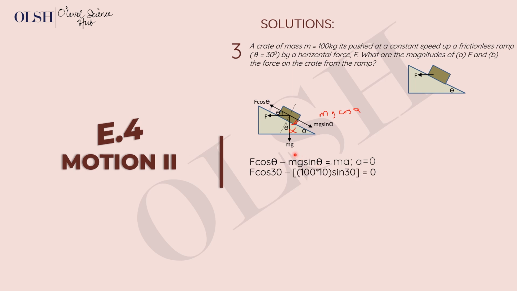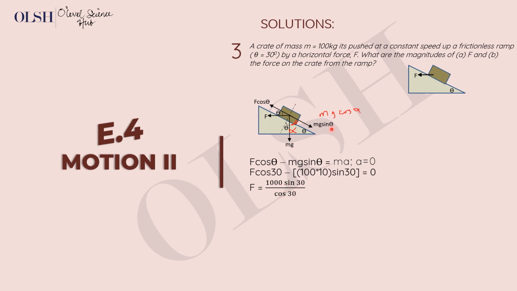So we have mg as 100 kg times 10 meters per second squared, which will give us 1000 sin 30. Then this whole expression is equal to 0 because our acceleration is 0. Remember, it's pushed at a constant speed, so there's no acceleration. So m times acceleration, which is 0, is 0. So we take one of these to the other side and make F the subject of the formula. So we have F equal to 1000 sin 30 all over cos 30.